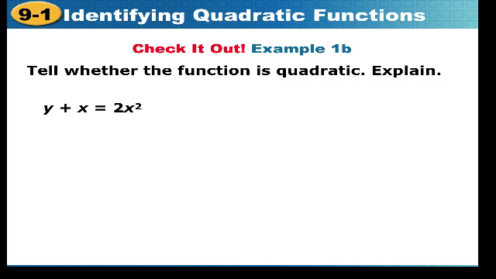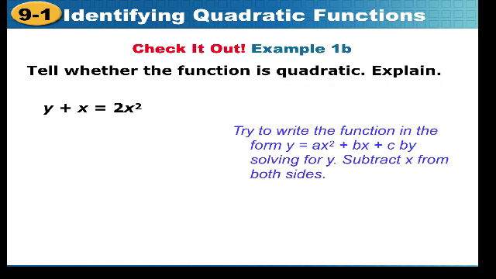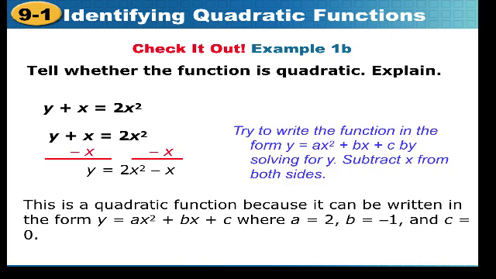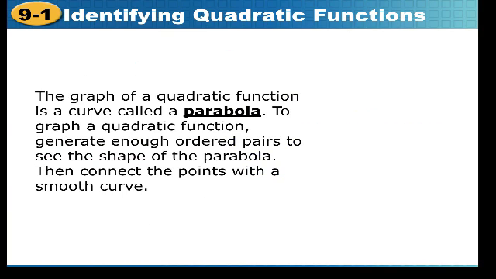Tell whether the function is quadratic. Explain. y plus x equals 2x squared. Try to write the function in the form y equals ax squared plus bx plus c by solving for y. Subtract x from both sides. This is a quadratic function because it can be written in the form y equals ax squared plus bx, where a equals 2, b equals minus 1, and c equals 0.